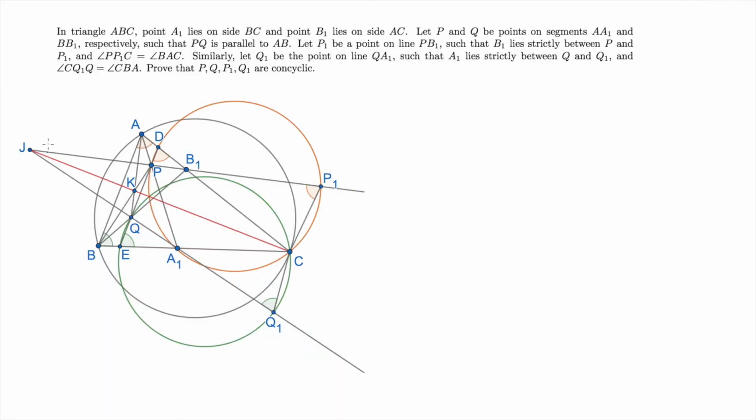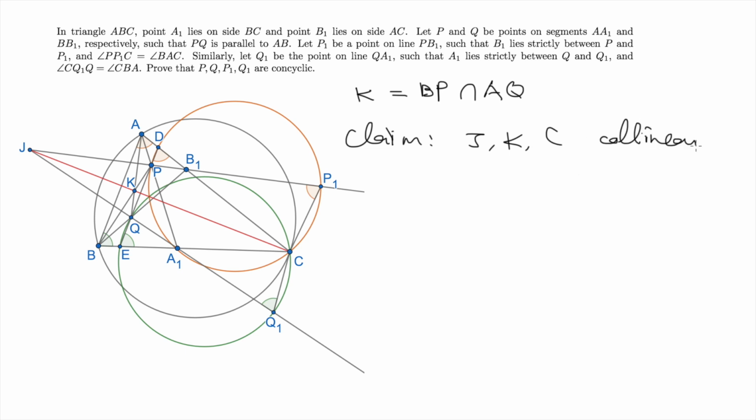As you can see, this point J is not a nice point that we can easily operate on. Well, it is the intersection of the line PP1 and QQ1, but we don't have much characterization of these two lines. So let's try to transfer the problem to a nicer point. I'm going to define the point K as the intersection of BP and AQ. Then my claim is that J, K, and C are collinear.